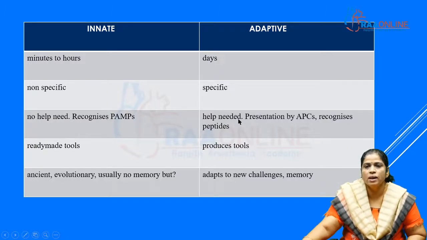This one needs help. They need help by the antigen presenting cells, and it will recognize peptides presented in the context of antigen presenting cells. The innate system cells have ready-made tools like granules to destroy the pathogenic organisms. This adaptive system has to produce tools. So this one is ancient and evolutionarily we have it, and usually they say that's no memory, but some seem to have. But this one definitely has a memory, and we adapt to new challenges and new organisms.